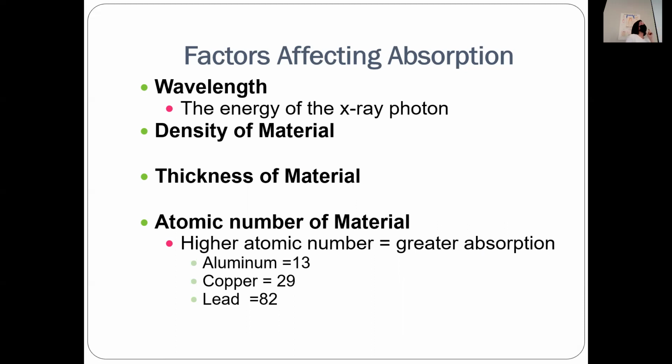Thickness of the material: a patient who has a big jaw, like a big man with a large jaw, their jaw is going to absorb more than somebody who's very small and has a thinner mandible. And then the atomic number, so that has to do with material, like metals. The higher the atomic number, the greater the absorption. So pretty much any metal in the mouth, I've never seen metal in the mouth that doesn't show up white.